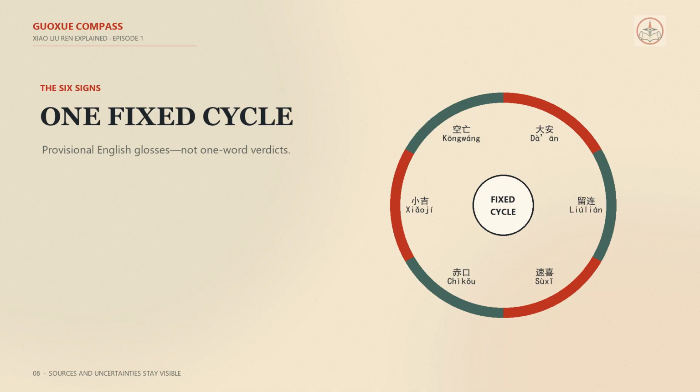The six signs always appear in the same order. Dawn, which we can provisionally call great stability. Liu Lin, lingering or delay. Sushi, swift joy. Churko, literally red mouth, often associated with dispute or sharp speech. Xiaoji, small auspiciousness. And Kong, emptiness or void.